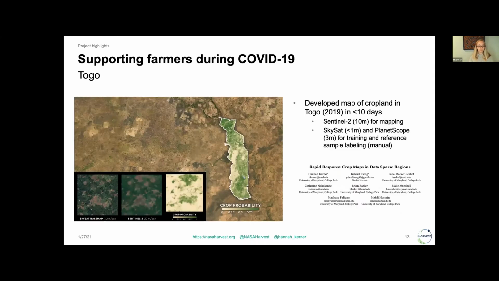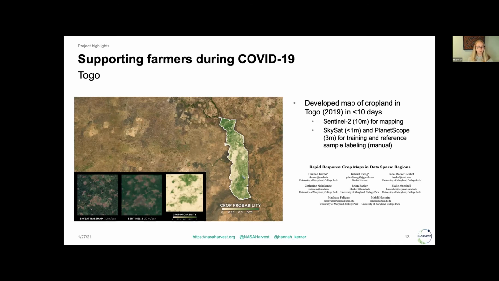So what we did with this project was to use machine learning to develop a map of all of the cropland in Togo in under 10 days. So again, this rapid response type of effort and way of leveraging Earth observations data is really only possible with machine learning. There's no way we could analyze this scale of data without it.